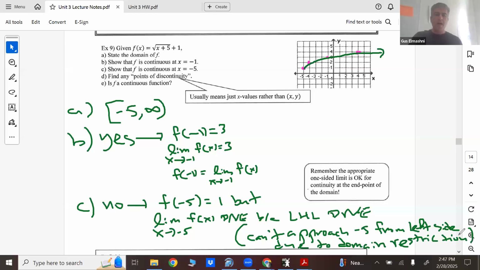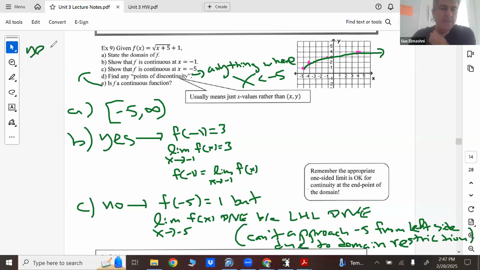Okay. For D, find points of discontinuity. I mean, that's kind of a weird question. I don't think there are points of discontinuity. Yeah, it's kind of a weird one, but maybe like a line. Anything where x is less than -5. But as a continuous function, I'd say yes on its domain.